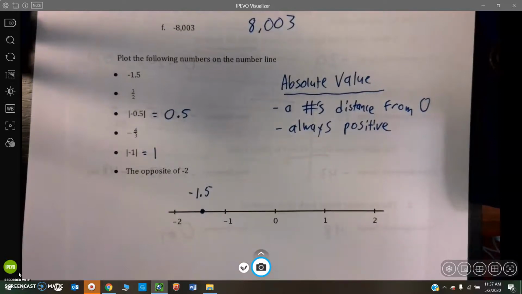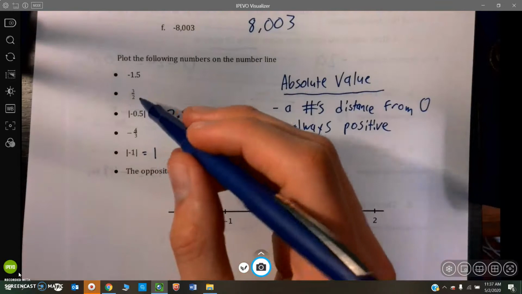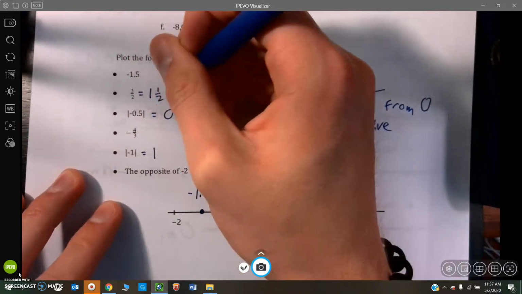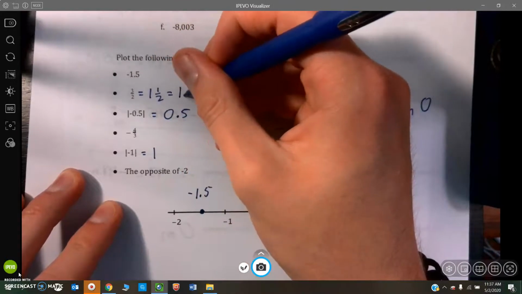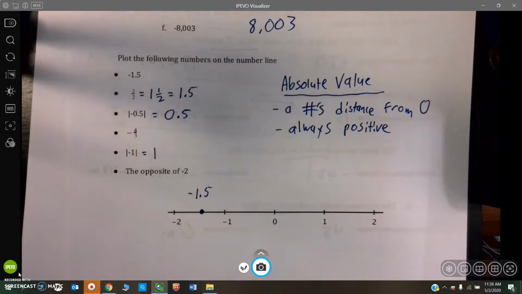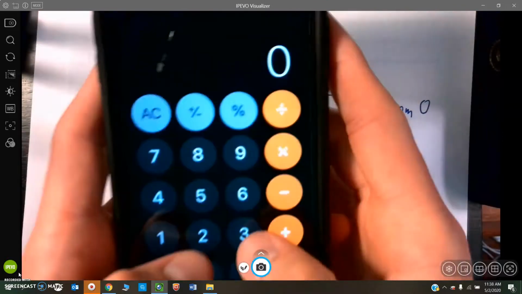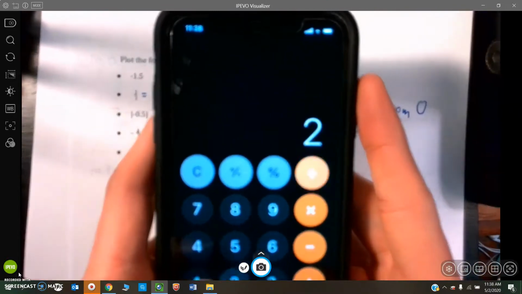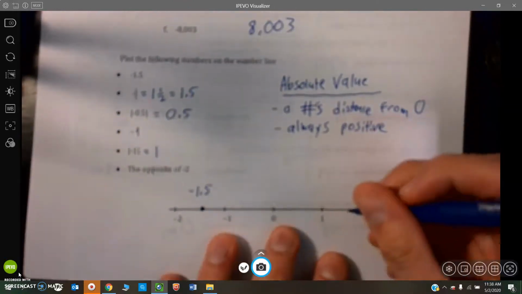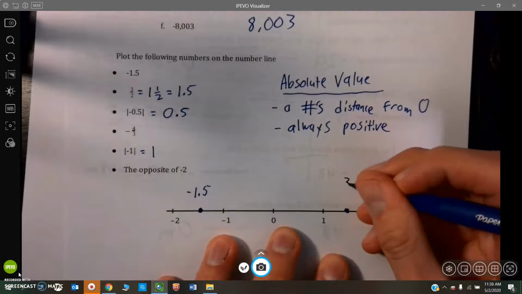Now 3/2, so that's a fraction. We could notice that if we converted that to a mixed number, that could be 1.5, or that could also be 1 5/10. And if you ever need help converting fractions, remember fractions are division, and if you were to do 3 divided by 2 in your calculator, it will convert it to a decimal value for you. So here's 3/2.